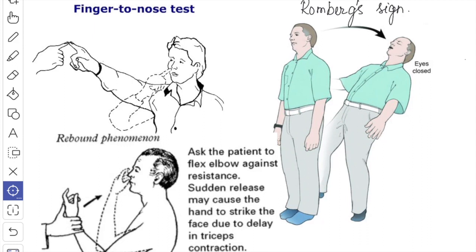And next you have the nystagmus, the involuntary to and fro oscillatory movements of the eyeball while looking to either side. The patient is unable to balance while standing upright and falls on closing the eyes, that is known as the Romberg sign.